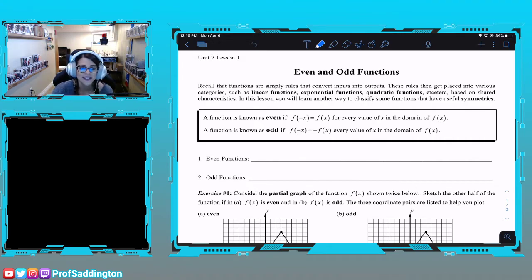So unit 7, lesson 1, we're going to talk about something called an even and an odd function. Your homework tonight is in Delta Math, so let me write that down. So homework is in Delta Math. It's due on Wednesday because that'll be the day of your next lesson.